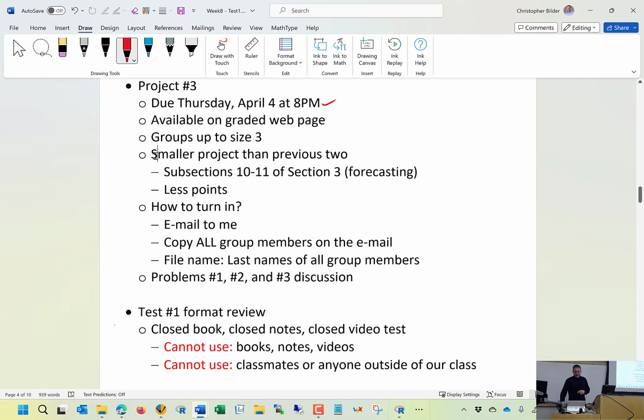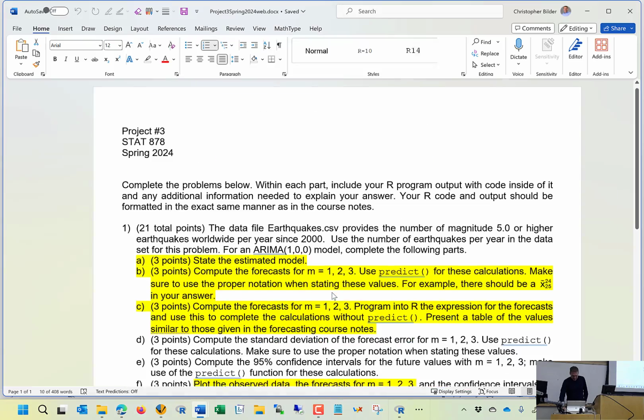Okay. Now, this particular project is smaller than ones that we've had in the past. It's worth, I think, about 38 points. And it just focuses on forecasting. I did this on purpose because, again, forecasting is one of the most important topics for time series analysis. And so I thought it would be good to have one project just focus on forecasting itself. Let's take a look at it here.